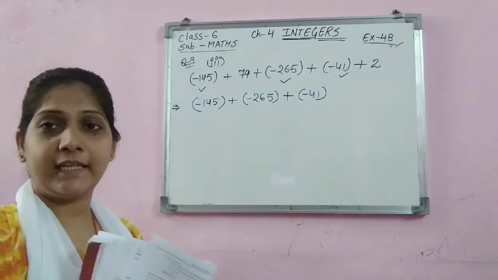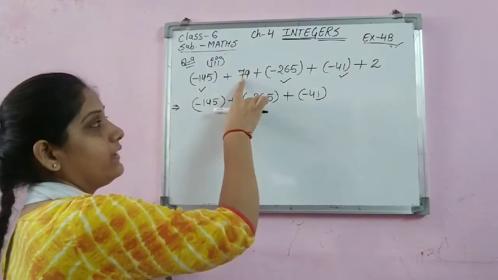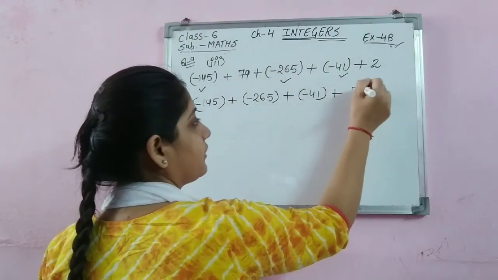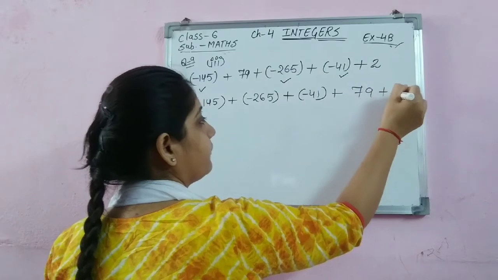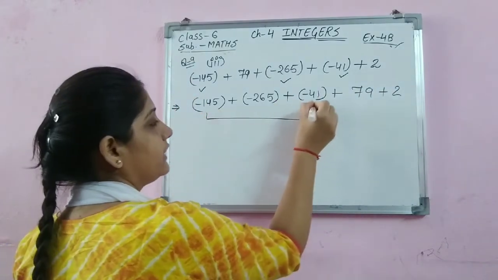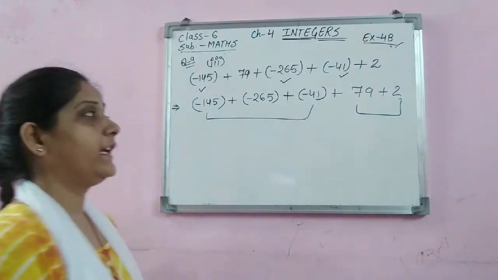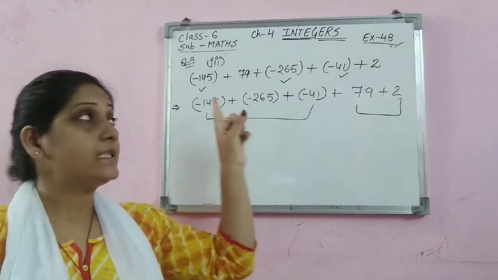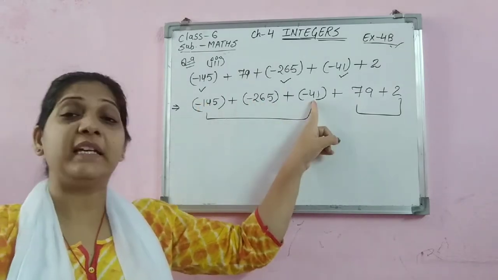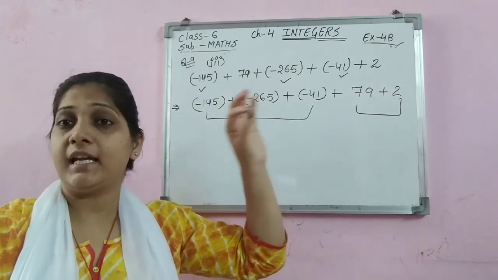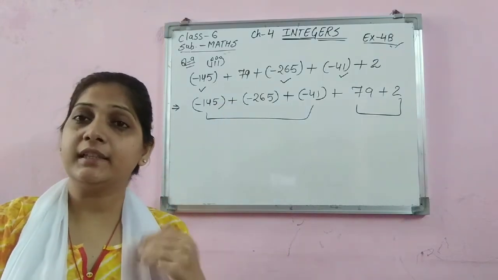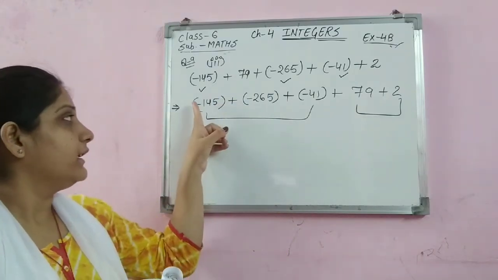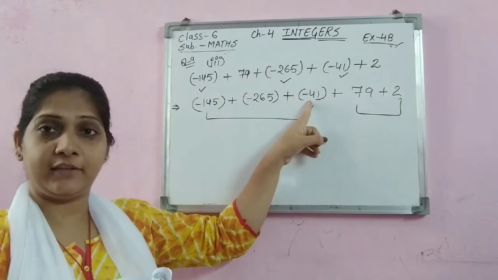We have written all the negative terms together. In the same way, we can write all the positive terms together. That is 79 plus 2. Now, can we solve all these together? Same sign means add the digits, and the sign is according to the given numbers. All are having the same sign, negative, these 3 terms.